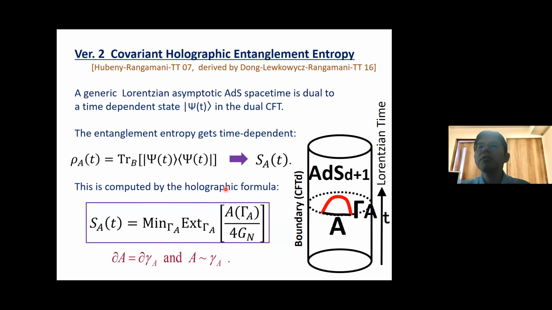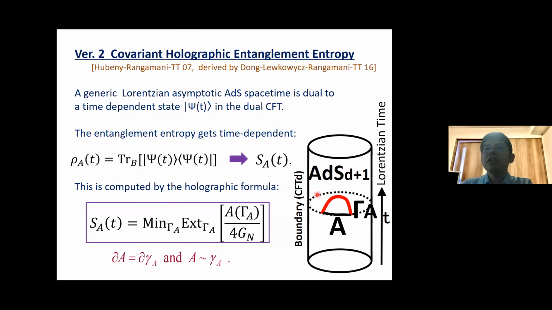But sometimes we encounter several candidates for the surface. In that case, we just pick the minimum area. So among the discrete choices, we just take the minimum area. This is the covariant holographic prescription. In that case, this is time dependent, and the wave function is also time dependent. After tracing out subsystem B, we have some time dependent reduced density matrix. So the entanglement entropy is also time dependent, as is also obvious from this picture. This is the time direction, and there is some time evolution of this.